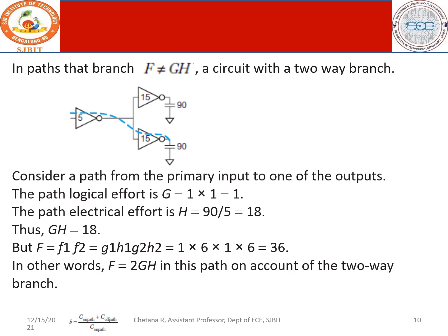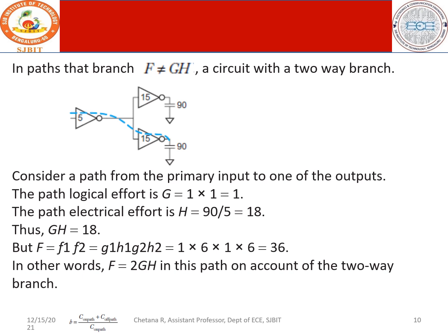Sometimes you have a straight path, but here there is a path which is branching. In that case F is not equal to GH because it has a two-way branch. Then how do we calculate it? Consider a path from the primary input to one of the outputs, any one path, either going down or going up. The logical effort G is 1 into 1 for the inverters, and capital H is given by the output 90 and the input capacitance 5, 90 by 5, which is equal to 18. Therefore GH is equal to 18. But capital F is F1 times F2, therefore you have to multiply both.